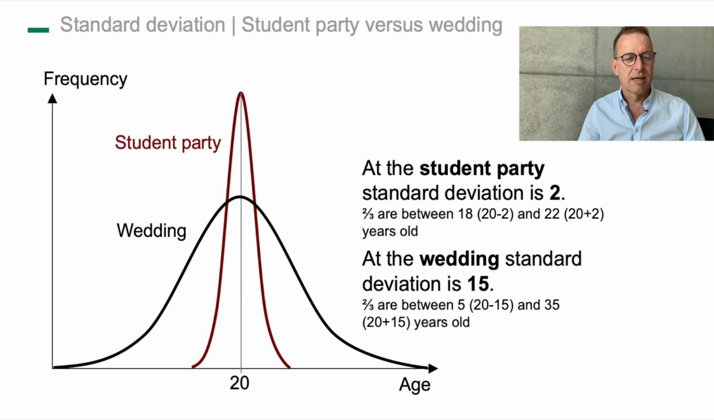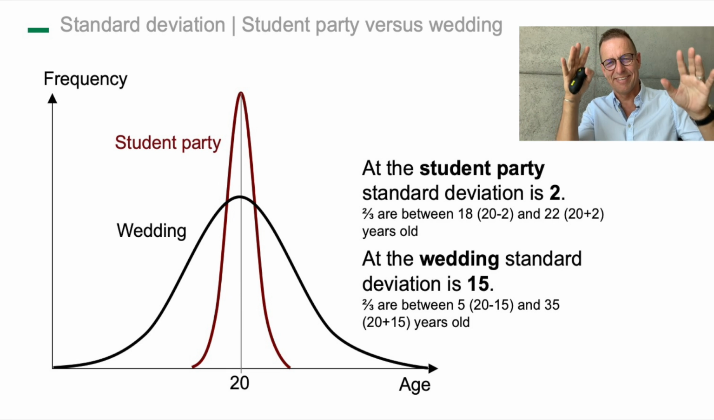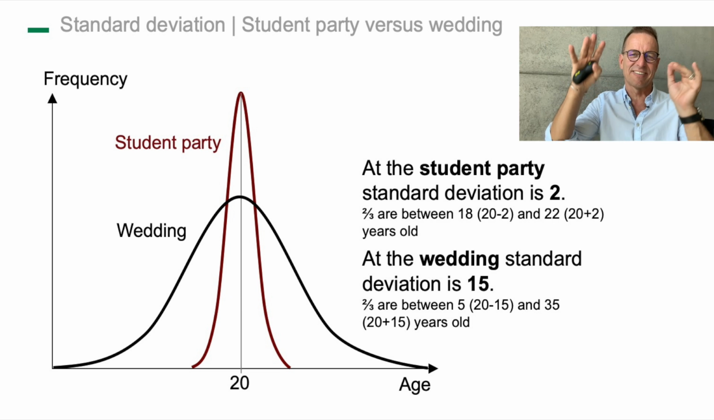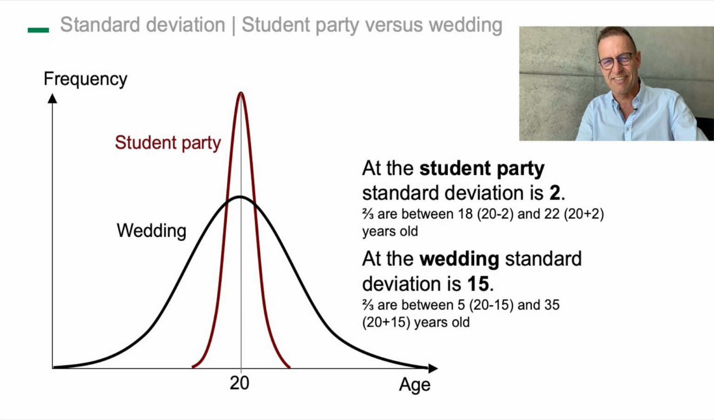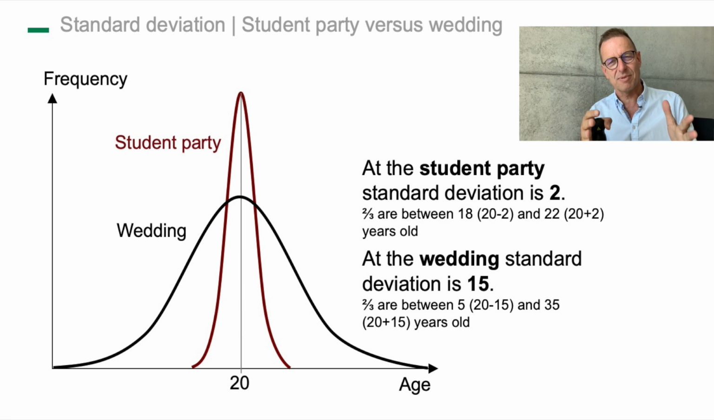While on a wedding, the standard deviation might be 15. Yeah, because you have 2/3 in the range between 5, 20 minus 15, to 35, 20 plus 15. Because you have all the kids, and you have your aunt, and your parents, and your uncles, and it's kids running around. Okay, some are even younger than 5, and some are even older than 35, of course. But 2/3 are somewhere in this middle.